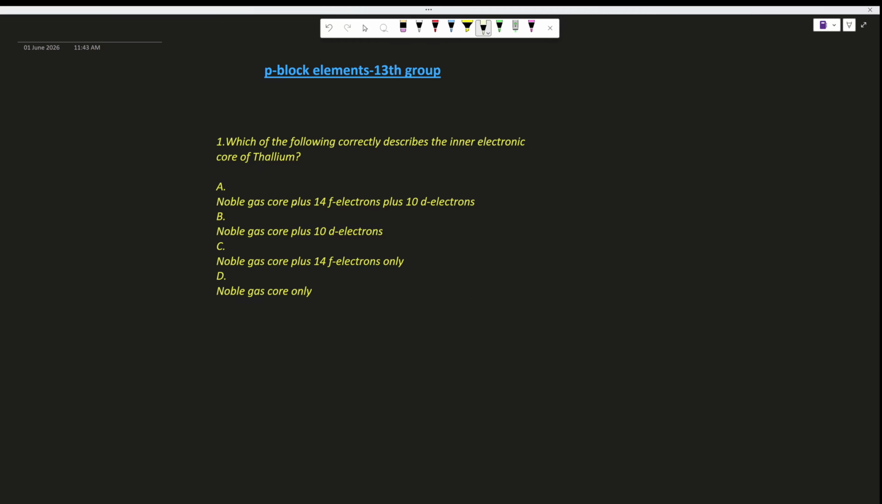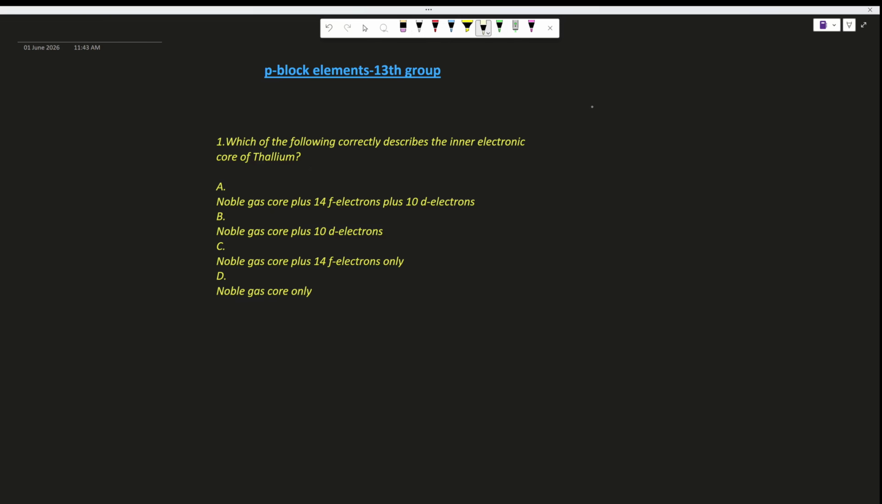Here also I have taken it part by part. First, related to the electronic configuration, atomic radius and ionization energy, and later on we'll continue with the other properties. So let us take the first question. Which of the following correctly describes the inner electronic core of thallium?